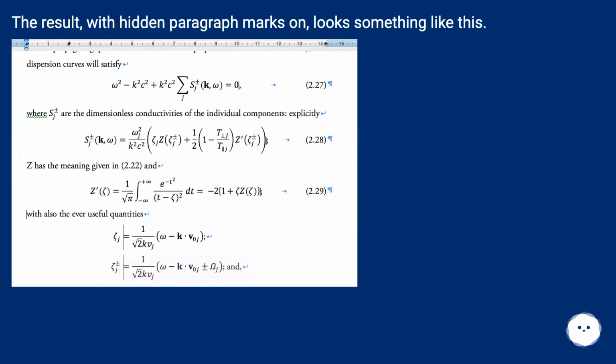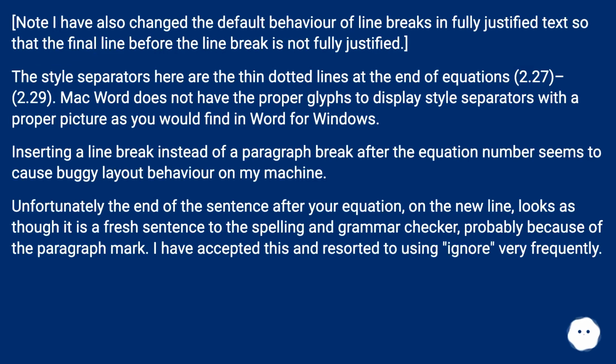The result, with hidden paragraph marks on, looks something like this. Note I have also changed the default behavior of line breaks in fully justified text so that the final line before the line break is not fully justified. The style separators here are the thin dotted lines at the end of equations 2.27, 2.29. Mac Word does not have the proper glyphs to display style separators with a proper picture as you would find in Word for Windows.